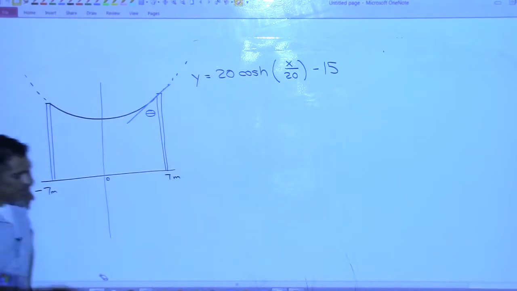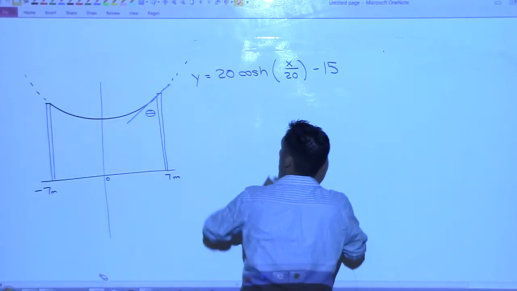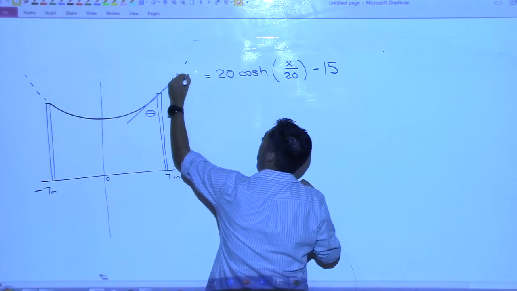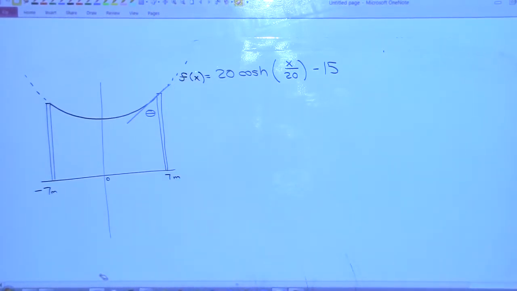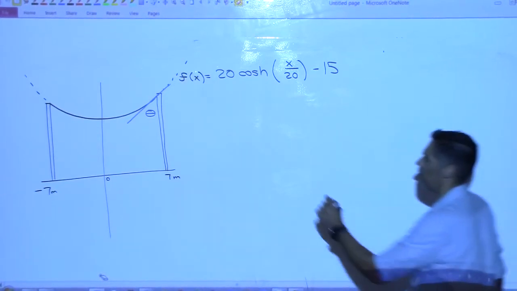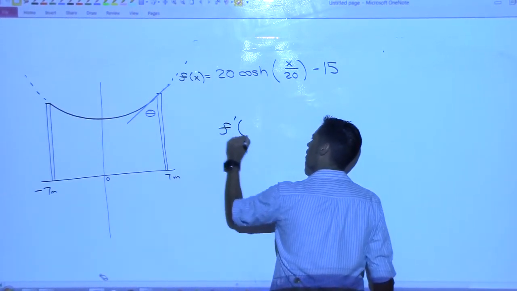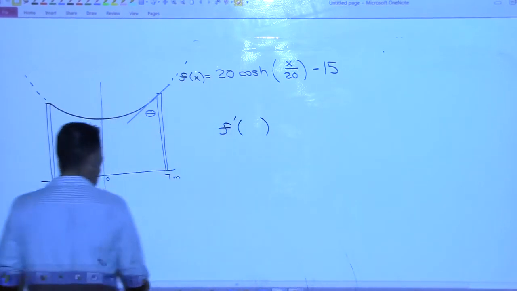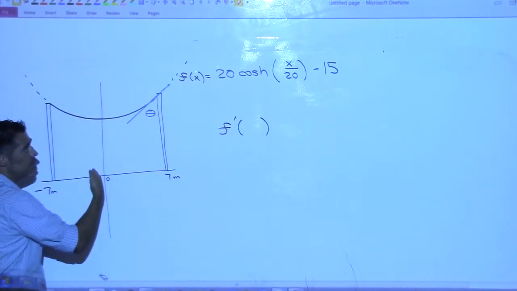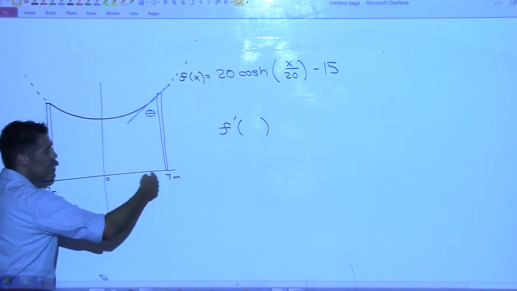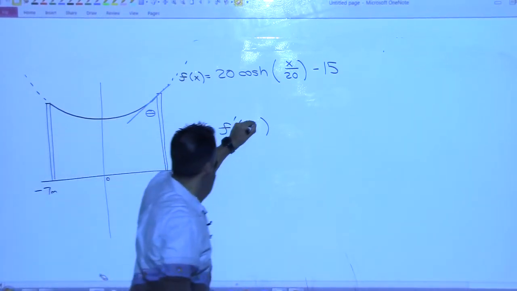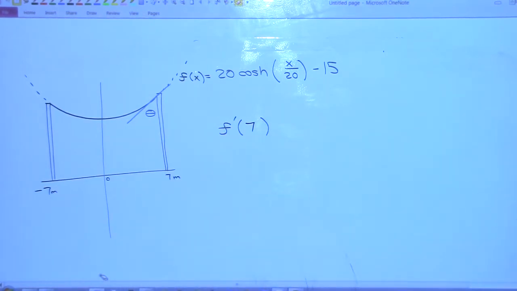So what is it that we need to find then? Let's call this thing not y, let's call it f of x. What are we actually trying to do here? We're trying to find the slope of the tangent line to this curve at what point? The point where the wire meets the pole, which for us corresponds to 7. This is our x-axis, so at x equals 7. We want to know f prime of 7.